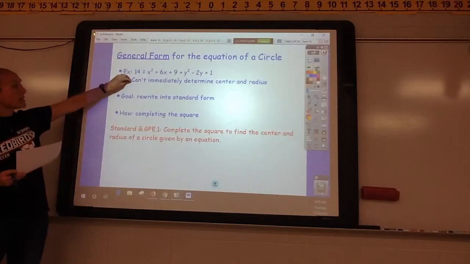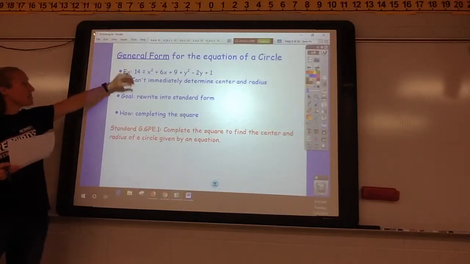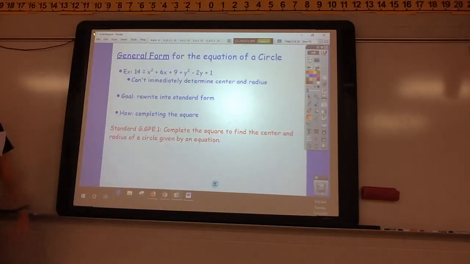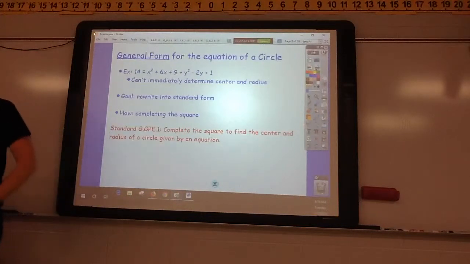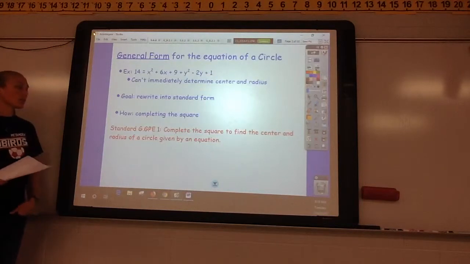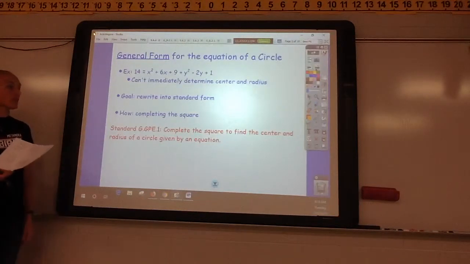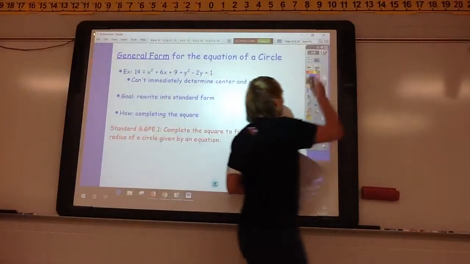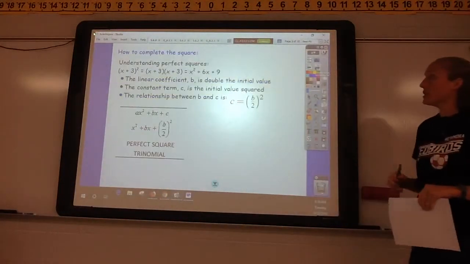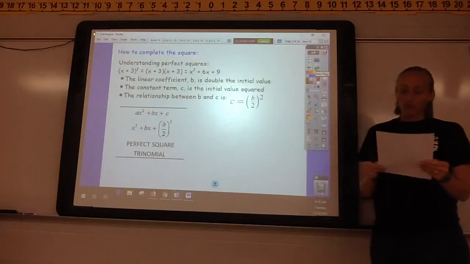Okay, so we can't immediately determine the center and the radius looking at this. Our goal is to rewrite it into standard form, and how to do that is you complete the square. Okay, so it's probably been a while, but I'm going to teach you guys completing the square again here and go through that. But the standard today is to complete the square to find the center and the radius of a circle given by an equation. Okay, so a little bit of algebra here today, but to find our circle centers. And I've given you all of the steps on there.